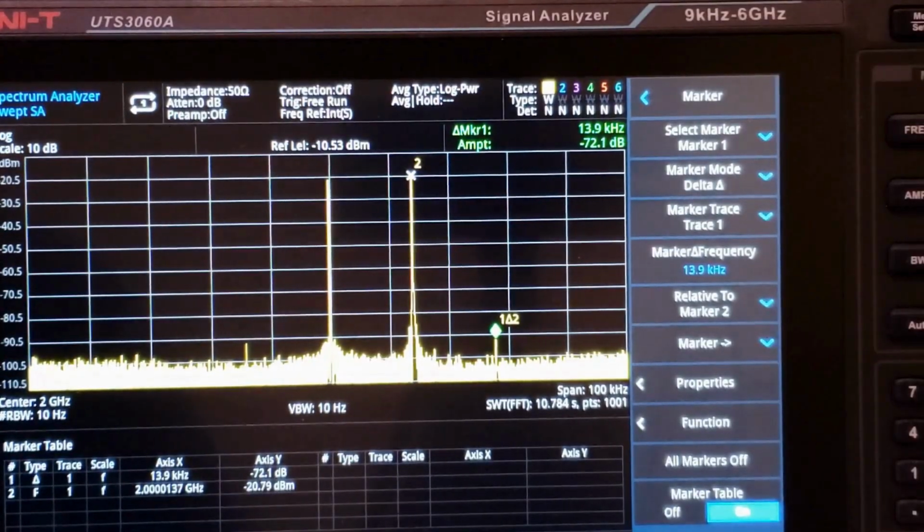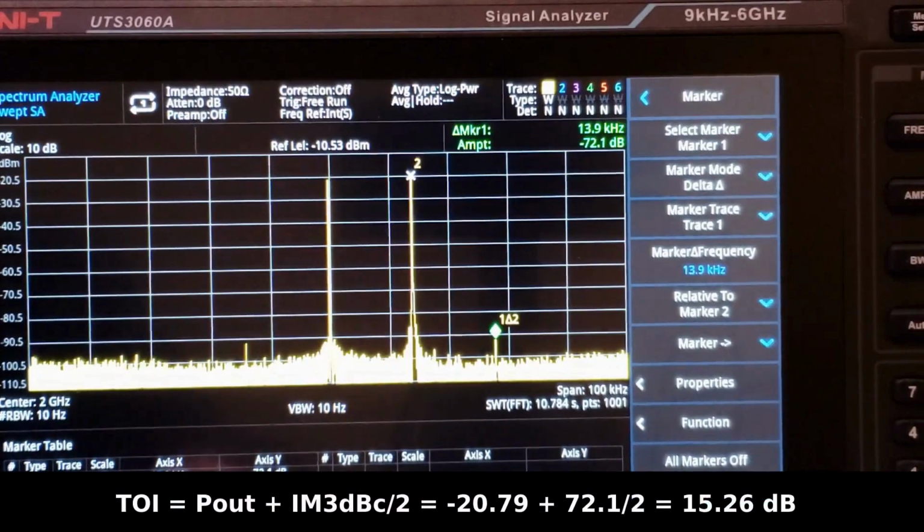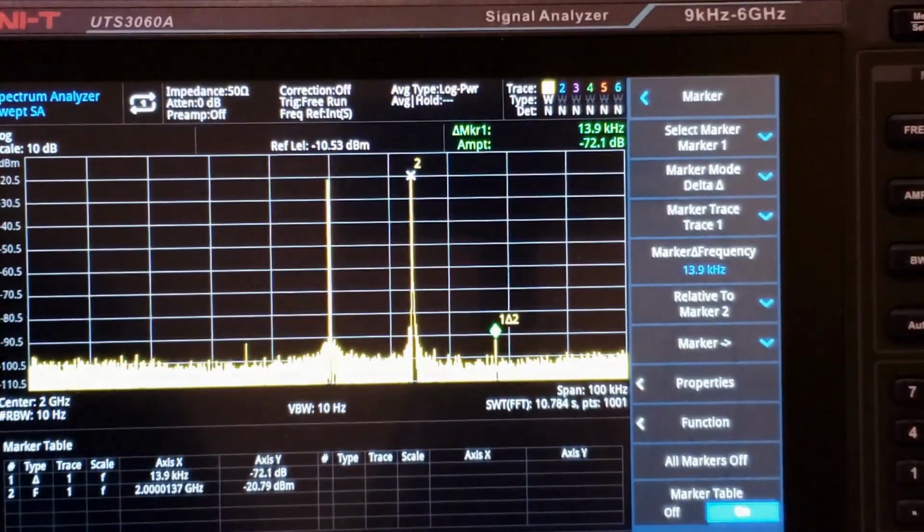If you do the math, you can actually calculate the third order intercept point. And the calculation essentially is this minus 20.79 plus half of that 72.1. I'll put the exact number down here, but roughly it's around 15 decibels. So that's how you manually calculate the TOI using a standard spectral analyzer.